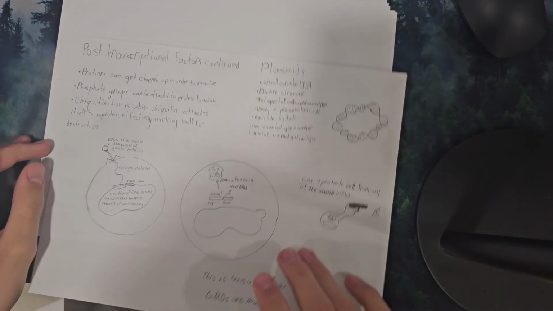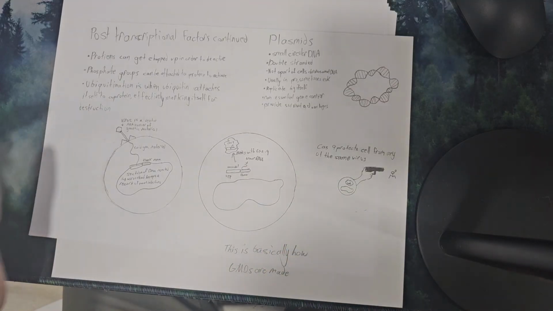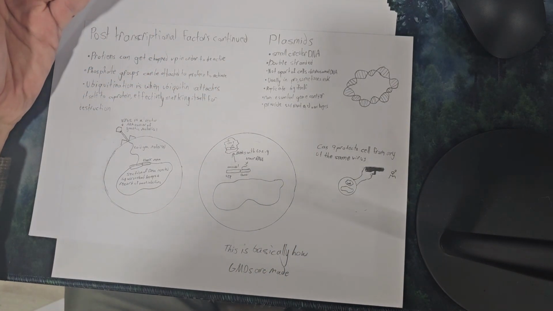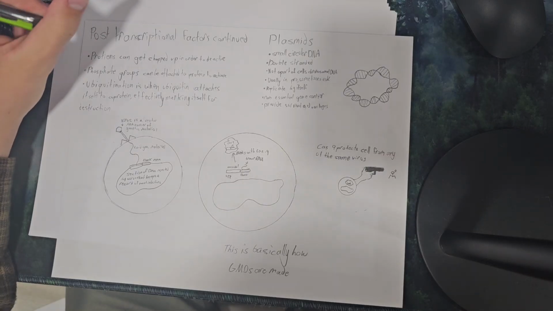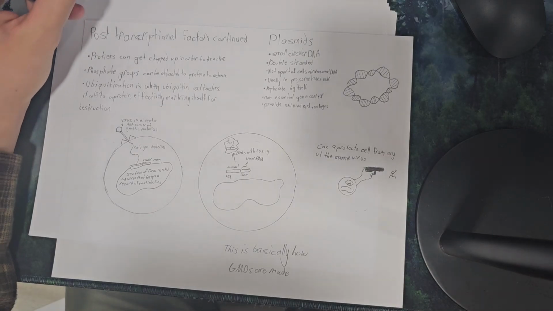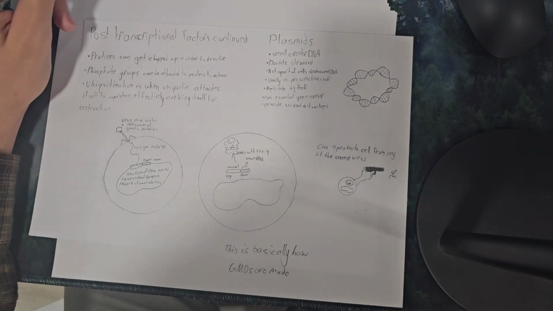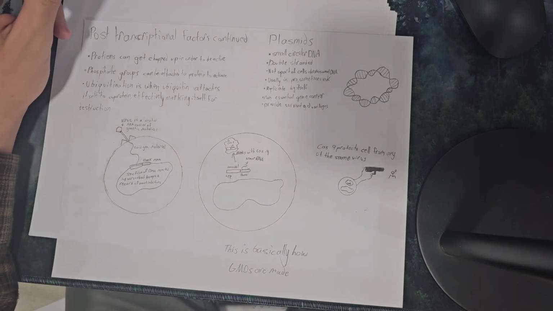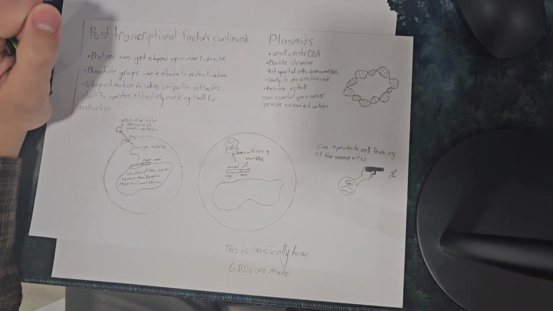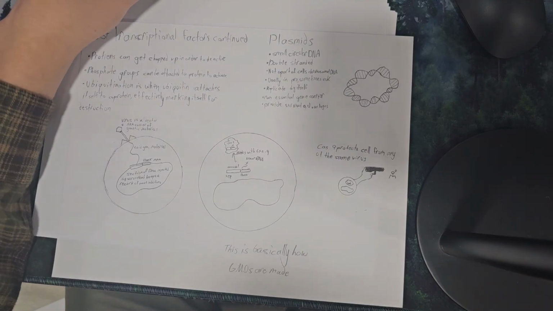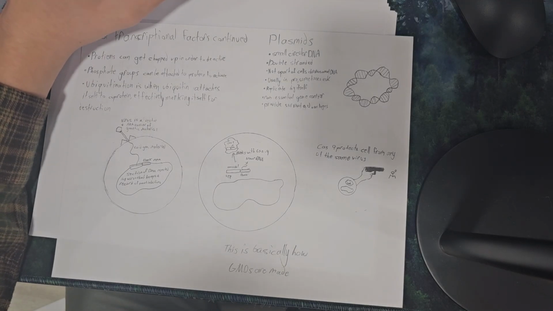Okay, post-transcriptional factors continued. There are some other things that could happen. Proteins, after they're made, can actually get chopped up to start working. Phosphate groups can be attached to the protein as well to activate it. And there's also something called ubiquitination, which is when ubiquitin attaches itself to a protein and basically says, "Hey, throw me away." That's the whole idea of it. Basically, when the protein has done its job, it's retiring and it's taken off to the farm.